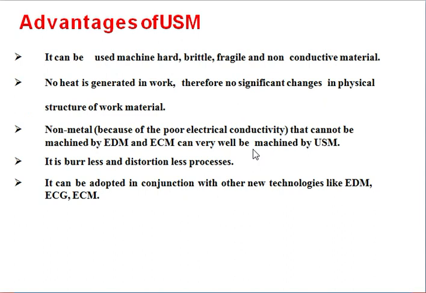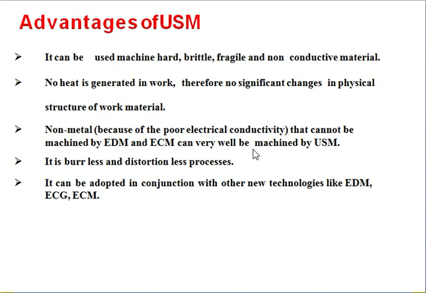Now we are going to have a look at the advantages of ultrasonic machining. Every process has some advantages as well as disadvantages, so let's have a brief look at the advantages of USM. It can be used for machining hard, brittle, fragile and non-conductive material. And the most important thing is that no heat is generated in the work. Therefore, no significant changes in the physical structure of the work material are associated.